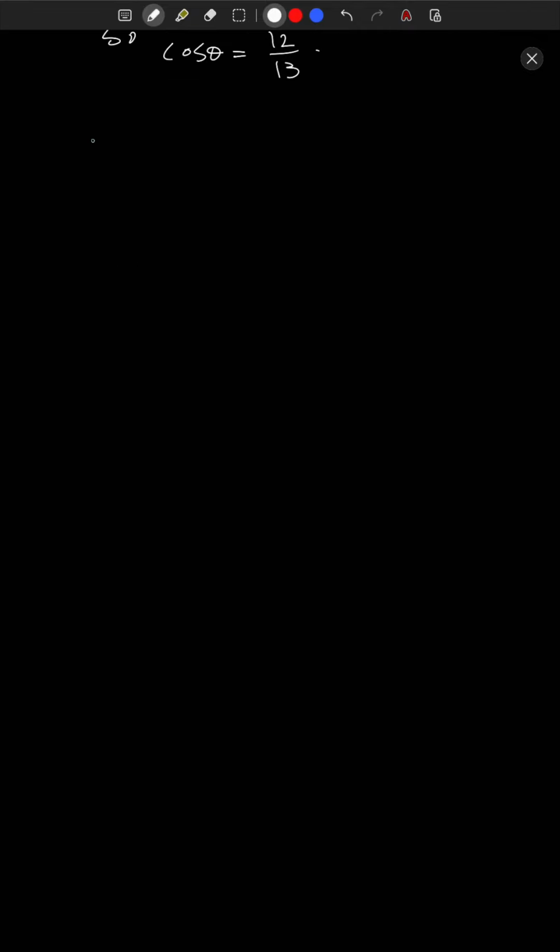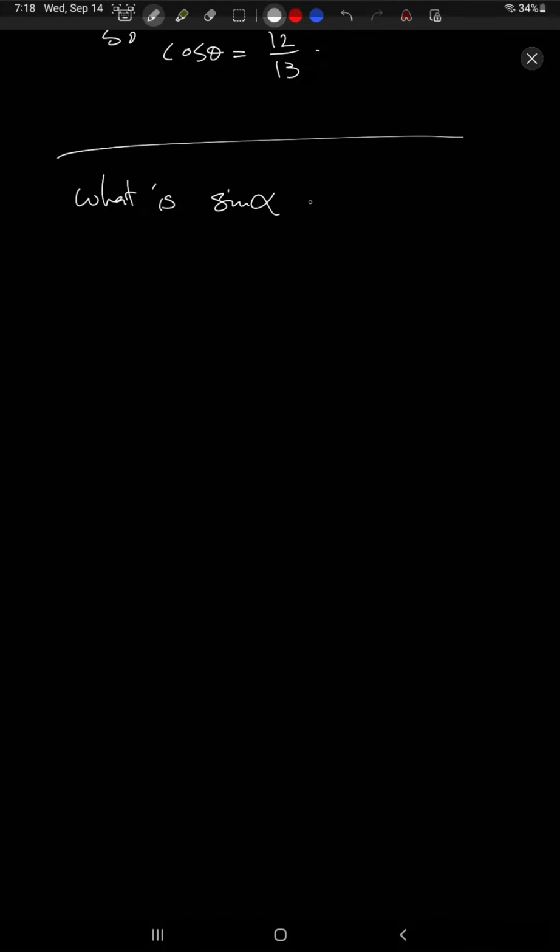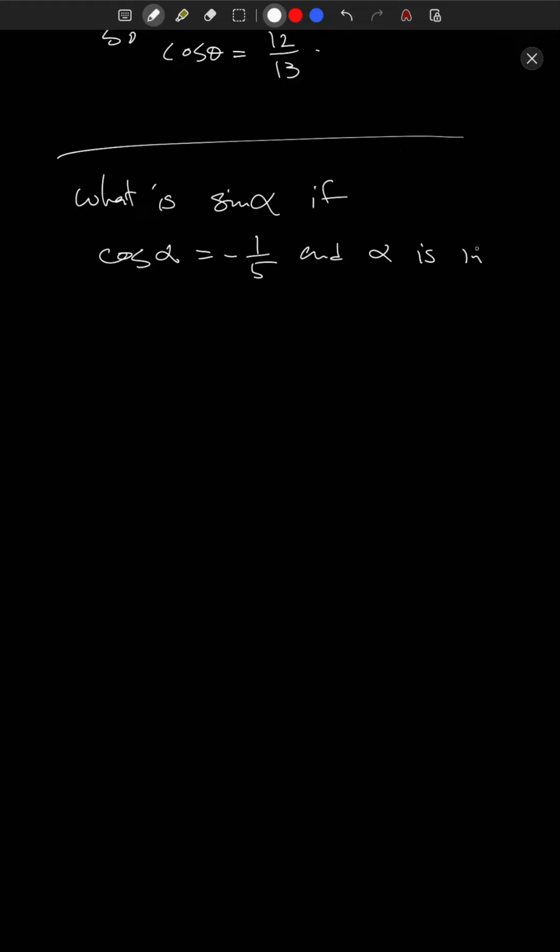Let me do one more example, and that's the core content of this section. So let's say, what is sine of, and let's use a different angle name this time, alpha, if cosine alpha is equal to minus 1/5 and alpha is in quadrant 3. Same type of problem, but this time we're looking for sine and we're given cosine.